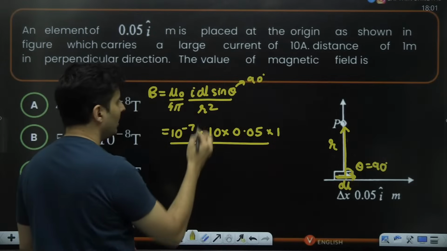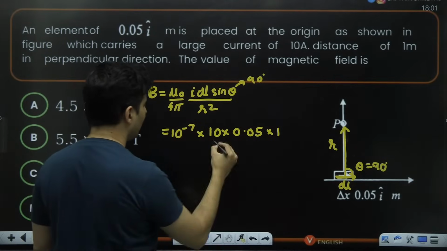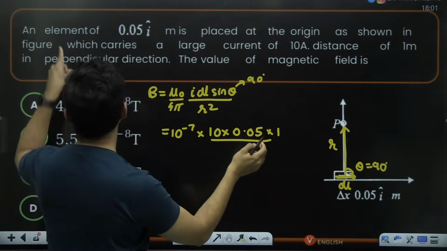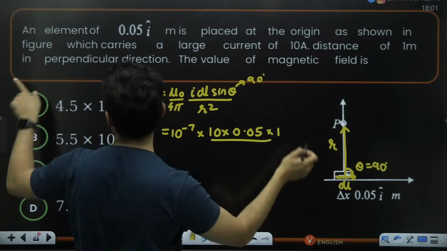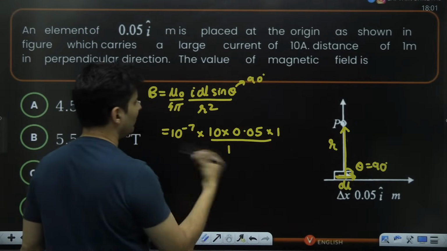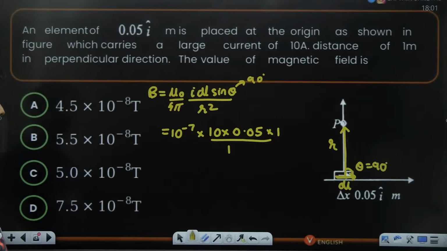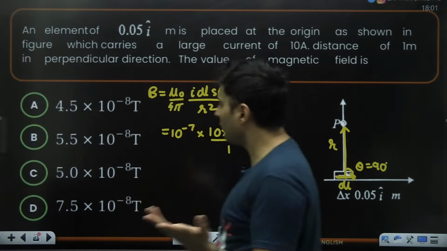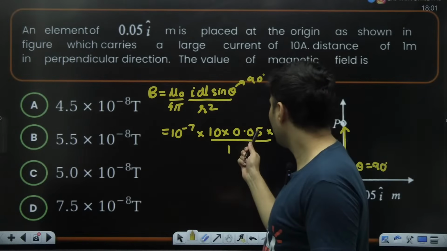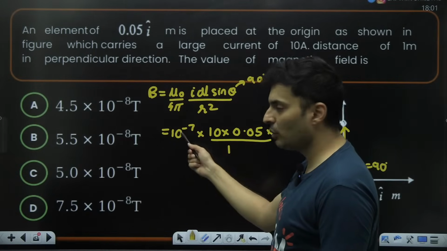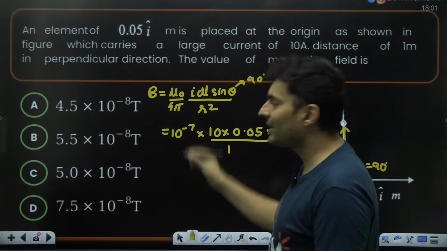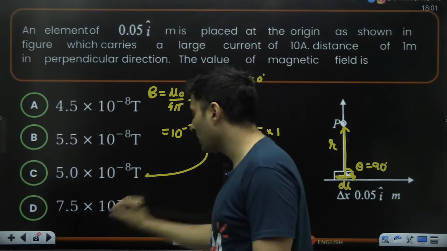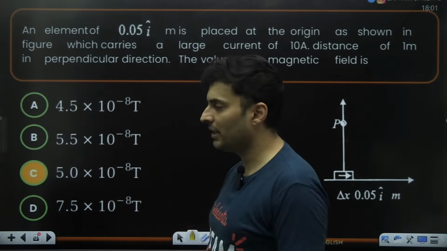Divided by r square, r is the distance. How far is it? 1 meter. That's it. So the answer should contain 5. It can't be 4.5, 5.5, 7.5, because do you see the number 5, decimals, zeros, etc.? It can't contain anything else. It has to be a power of 5. So 5 10 to the power minus 8.